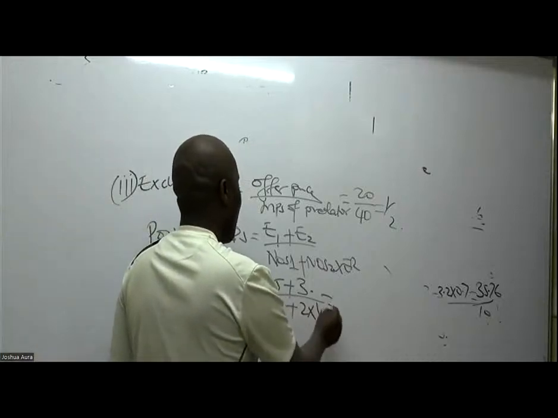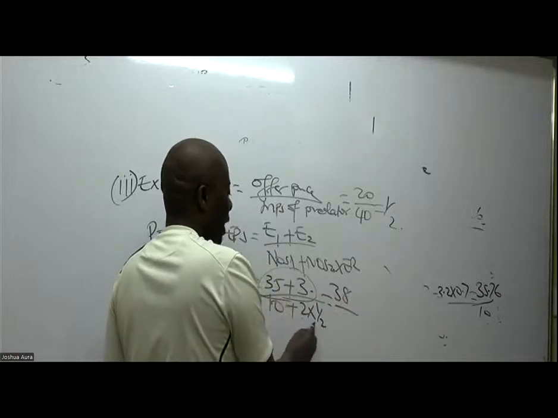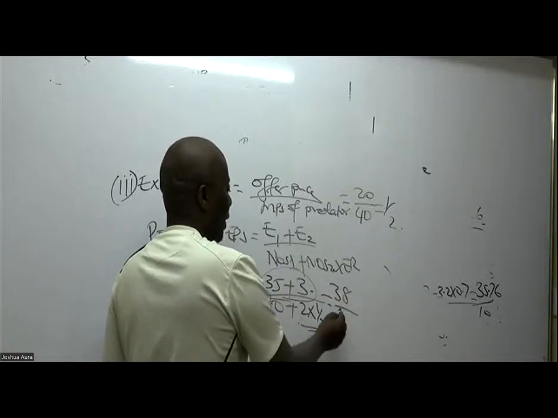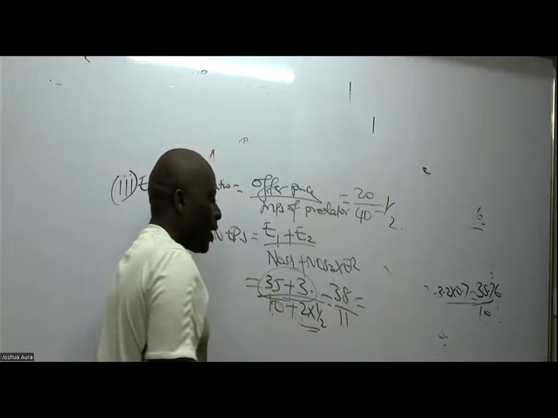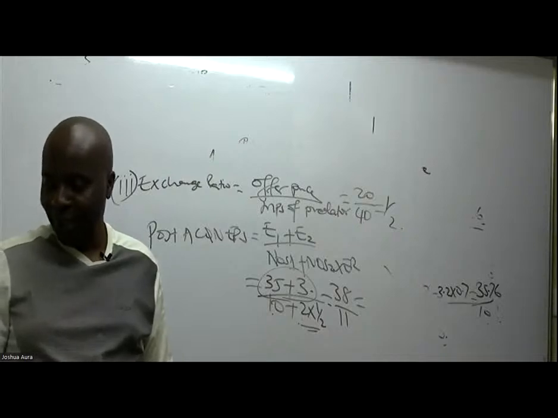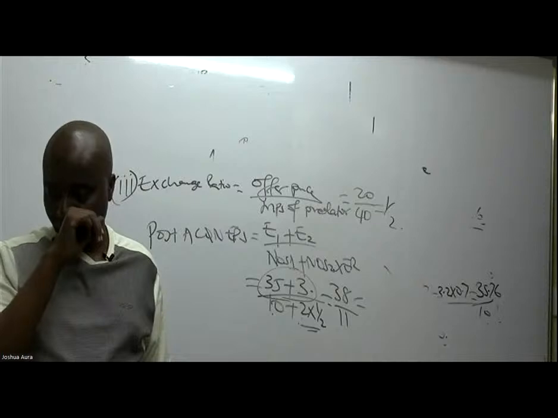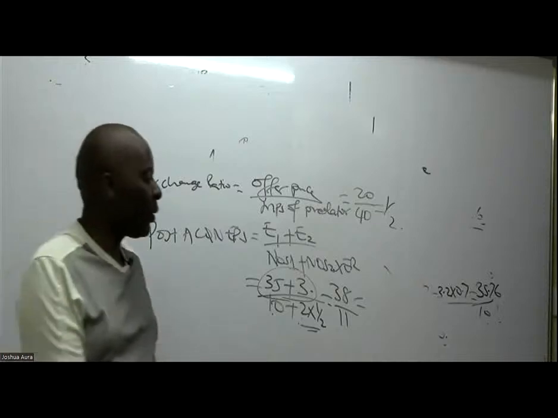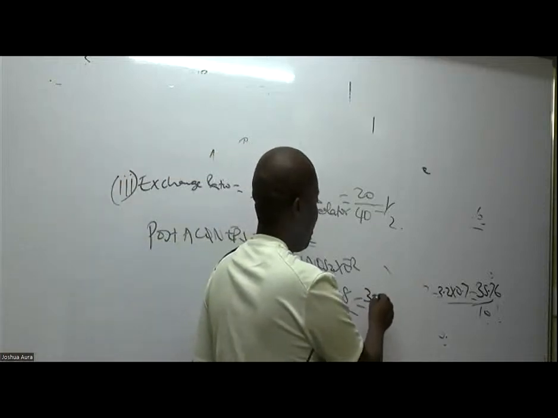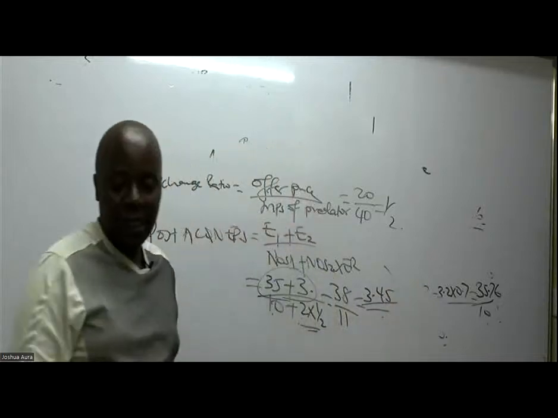Again, you have to be careful. Numerator is 38. Denominator is 2 times a half, which is 1. 10 plus 1 is 11. So 38 divided by 11 will end up giving me 3.45.